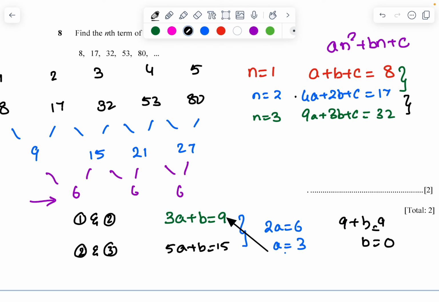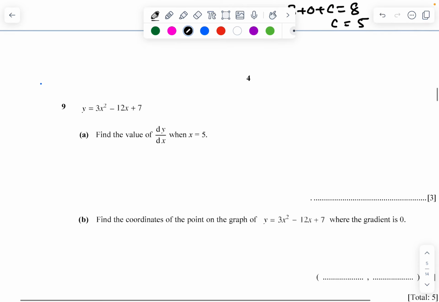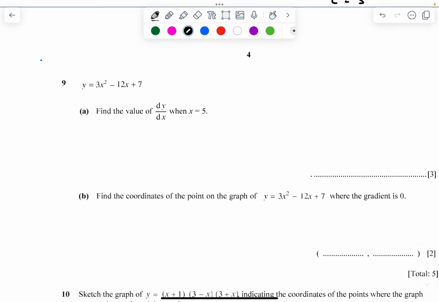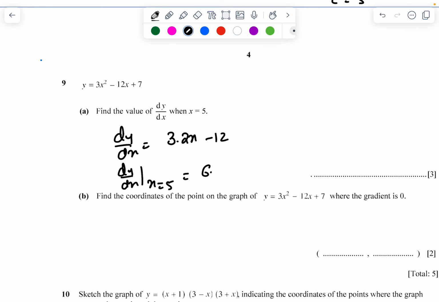Then plug in a equals 3 and b equals 0 in the first one. 3 plus 0 plus c equals 8, so c equals 5. So what should be the answer? 3n squared plus 5. Question number 9. Find the value of dy by dx when x equals 5. So dy by dx equals 6x minus 12. Then dy by dx at x equals 5 is 6 times 5 minus 12, which is 18.